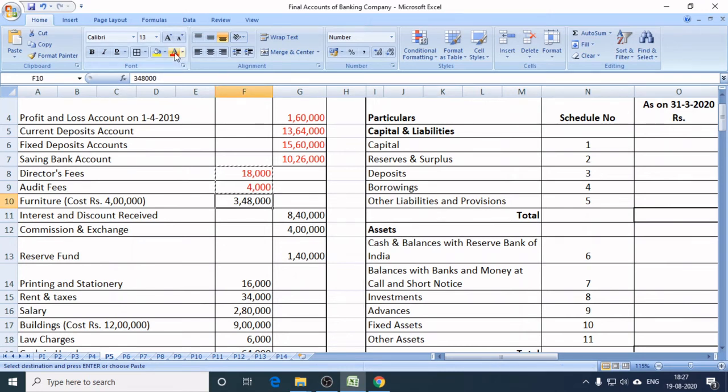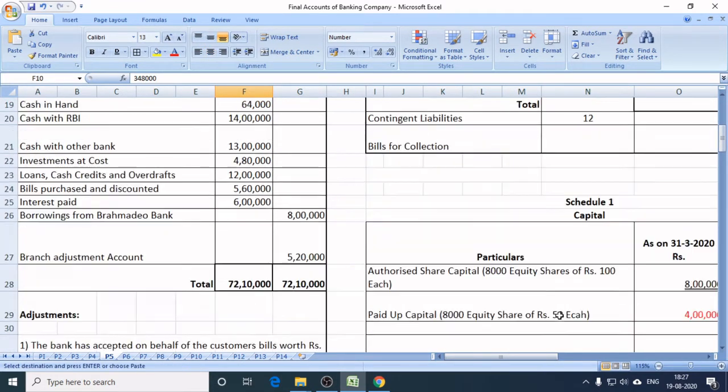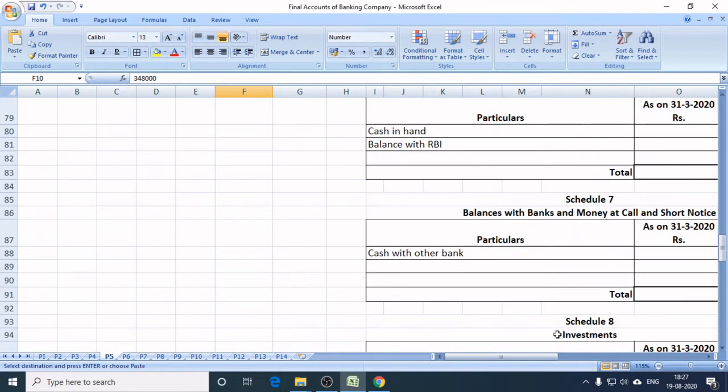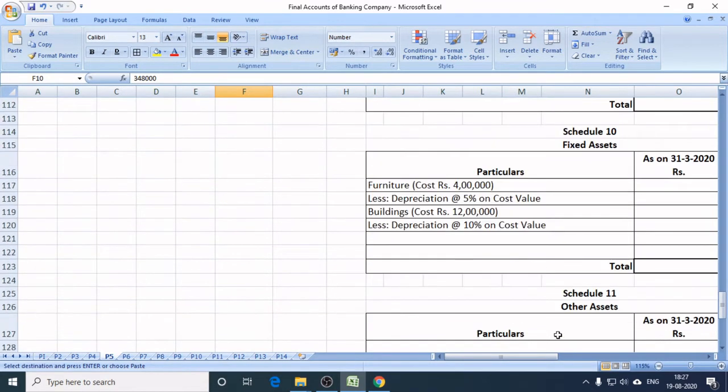The book value is 3,48,000 and the cost value is 4 lakh, and it is an asset of a bank, and it is shown under schedule number 10, fixed assets. So let's show it under schedule number 10, fixed assets. So 3,48,000, the book value, schedule number 10, fixed assets.